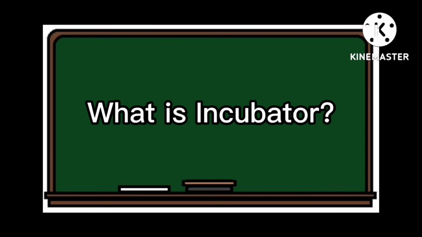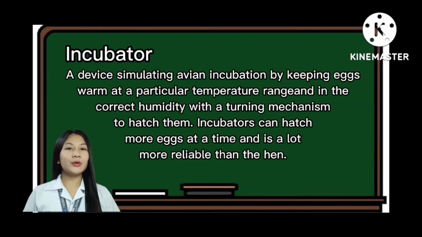What is an incubator? An incubator is a device simulating avian incubation by keeping eggs warm at a particular temperature range, 37.5 degrees Celsius for chicken eggs, and in the correct humidity with a turning mechanism to hatch them. Incubators can hatch more eggs at a time and are a lot more reliable than the hen.